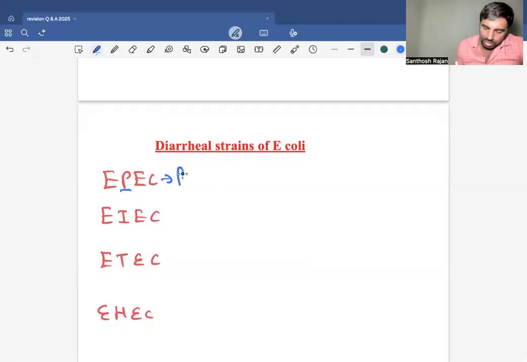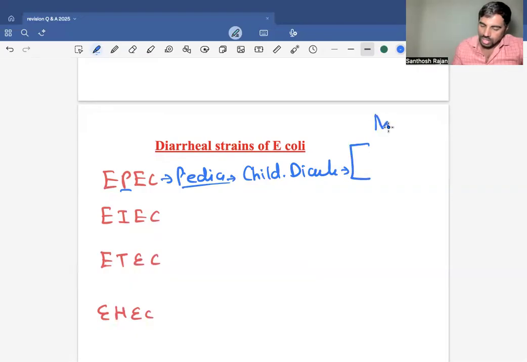EPEC, you already have a clue. P for pediatrics, so childhood. This causes diarrhea in children. And there's something special: when it erodes the intestine, it forms pedestals. Everything goes with P here: pedestals.